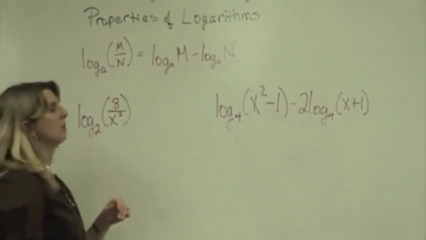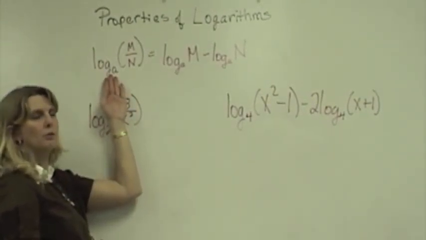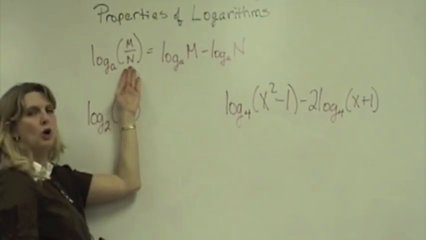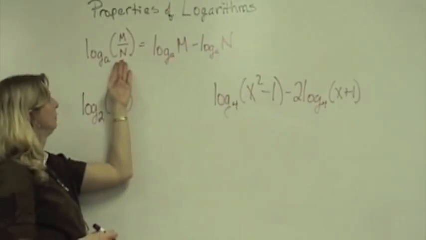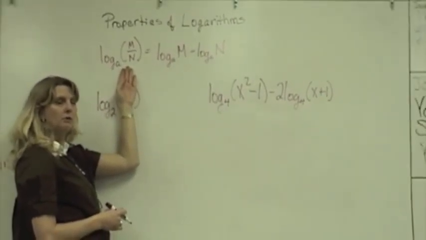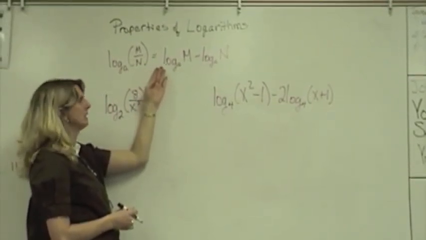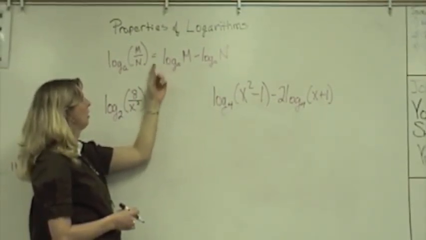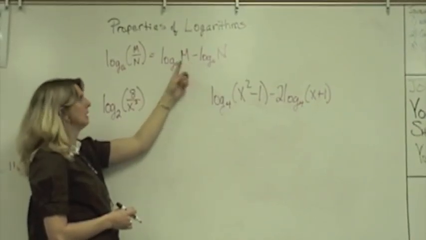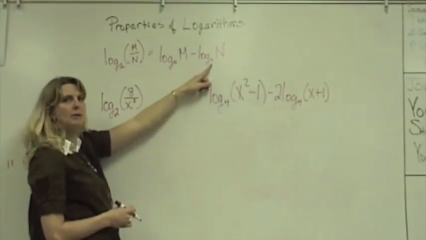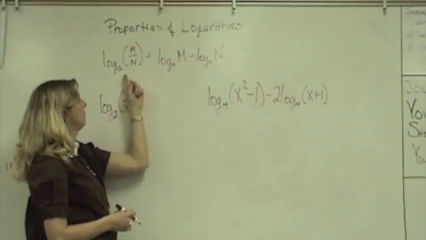This property of logs, we're taking the logarithm of a quotient or a fraction. In this case, if you need to, you can have an equivalent statement of the log of the numerator minus the log of the denominator, keeping the same base.